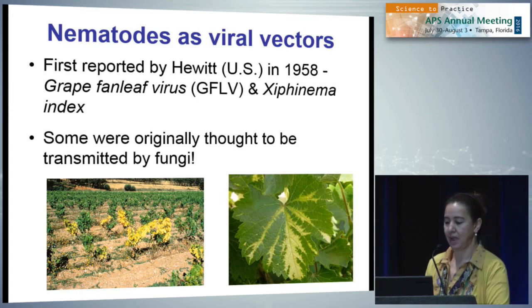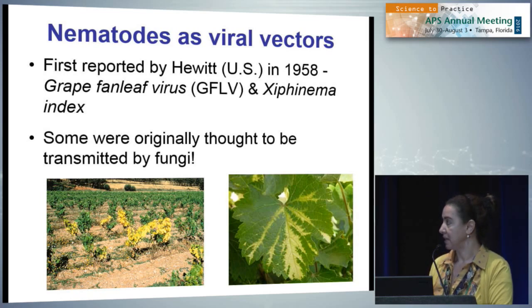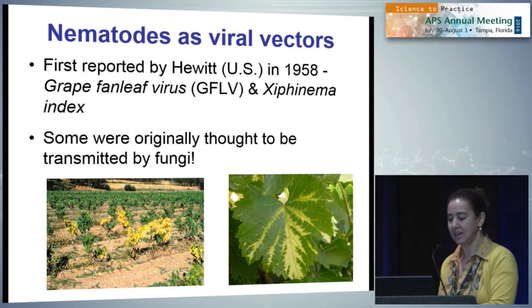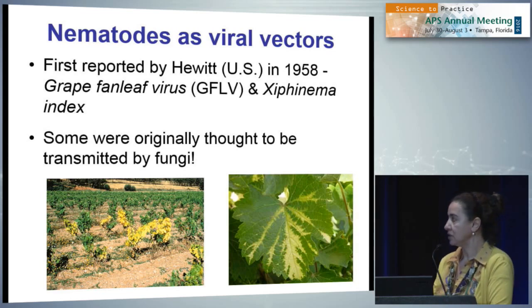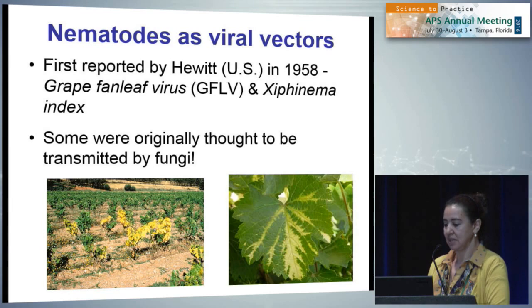In fact, viruses are vectored by nematodes, and the first report dates from 1958, and thanks to Les for loaning me the slide from his class. This is a typical viral symptom of the grapevine fanleaf virus transmitted by Xiphinema index.